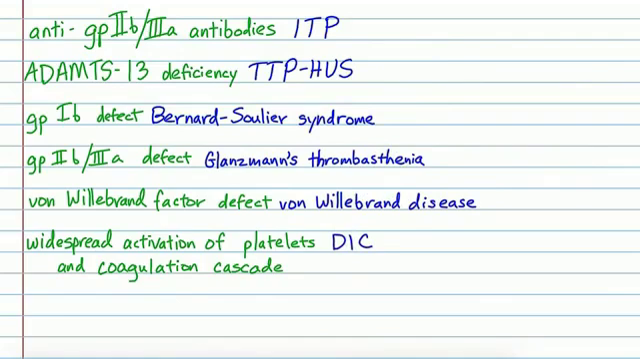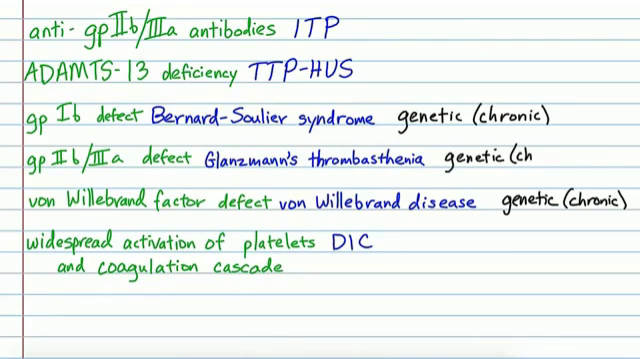So let's also think about which of these diseases are going to present as chronic platelet disorders and which ones are going to be more acute illnesses. So first of all, genetic disorders are generally going to be chronic, right? So which of these are due to genetic defects? Well, von Willebrand factor is generally genetic. That means it's going to be chronic. And so is Bernard-Soulier syndrome and Glanzmann's thrombocythemia.